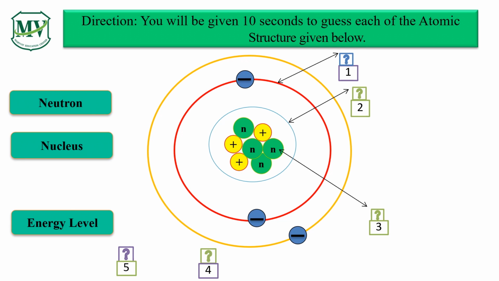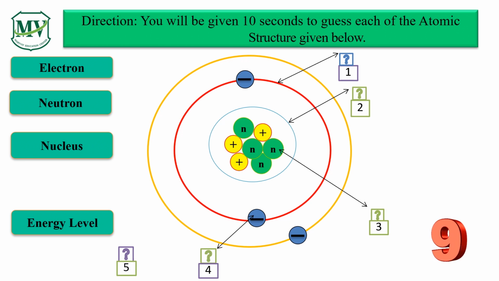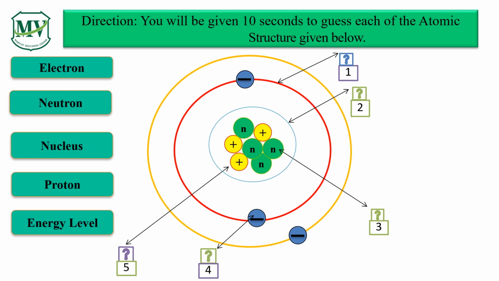Next number 4. What do you think is the correct answer? Your 10-second timer starts now. Amazing! That is the electron. And the last number, number 5. What do you think is the correct answer? Your 10-second timer starts now. Excellent! That is the proton. All right.